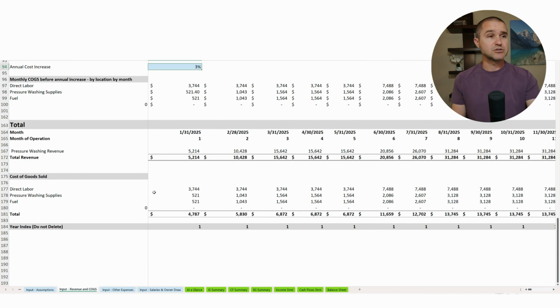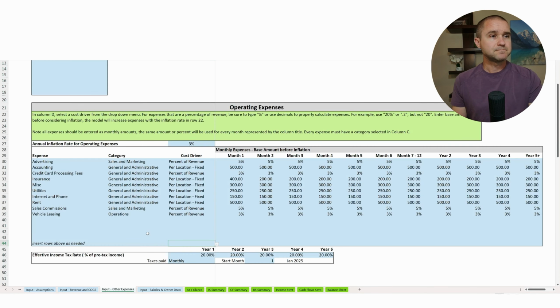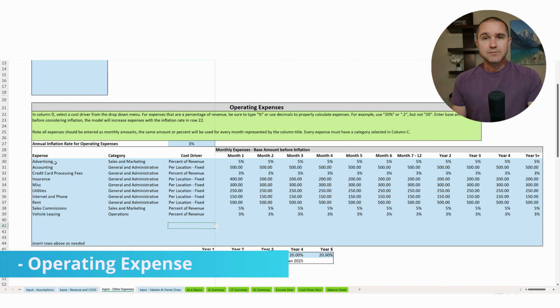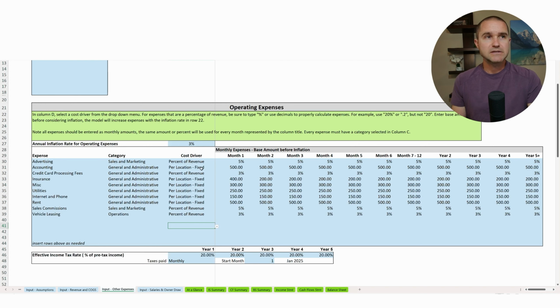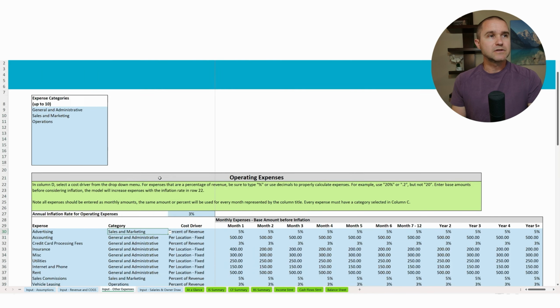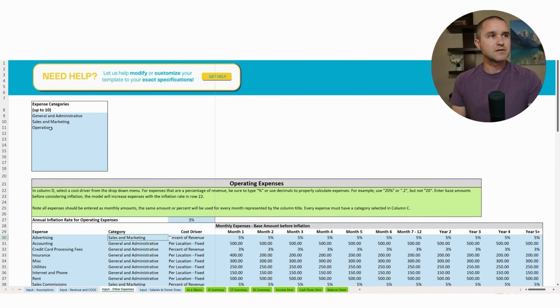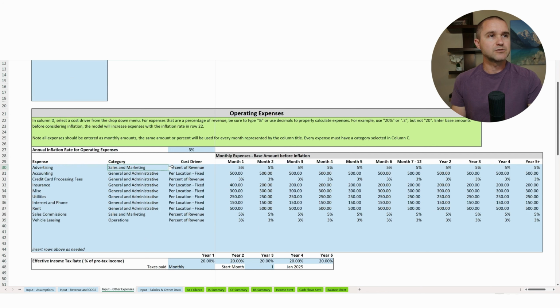All right, so the rest of this is just calculations on this tab. All right, we're getting close to being done with this model, so thanks for sticking with me. This is your operating expense tab. So you can enter in some various operating expenses. You can set what category of expense you want them to be in. So you can actually create up to 10 categories up here. And then from this drop down, select which category you want to put them in.